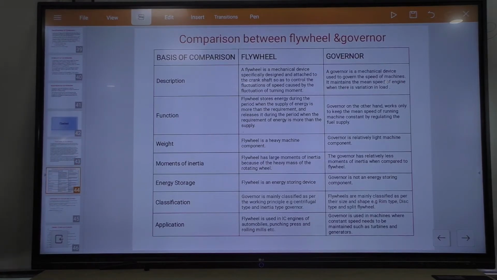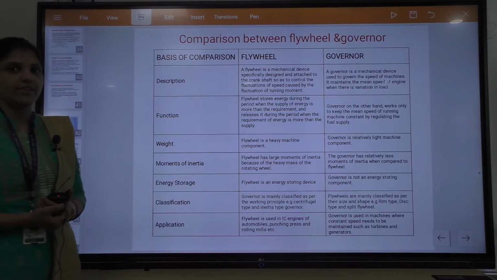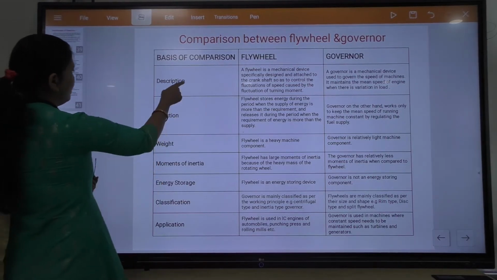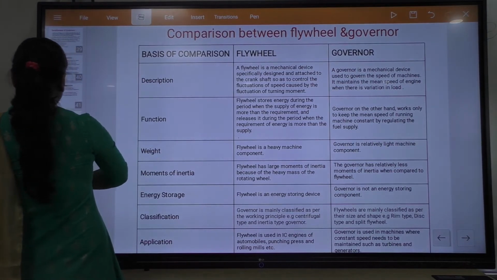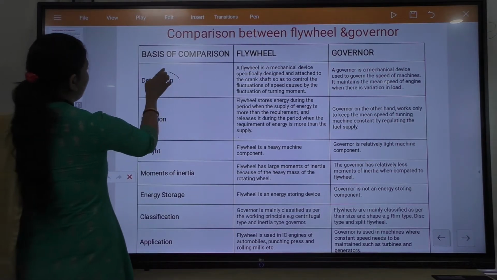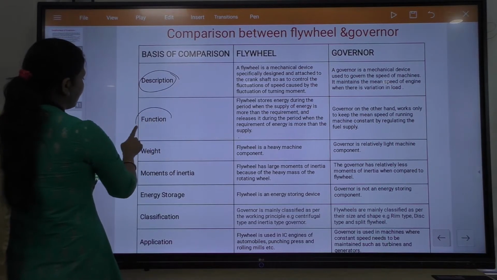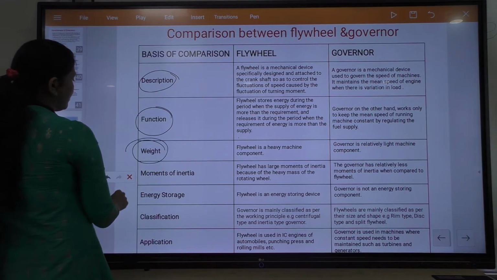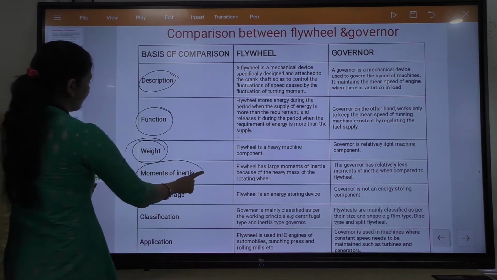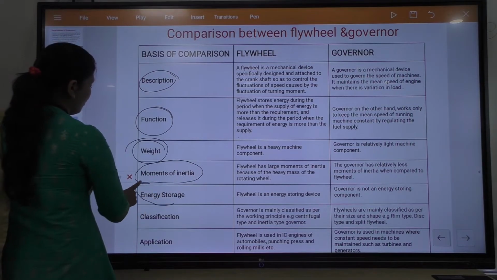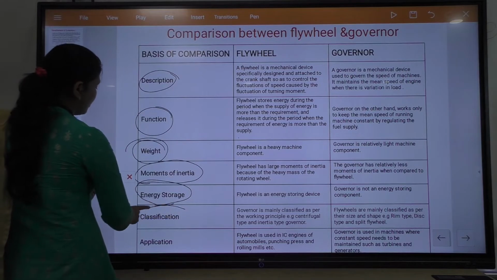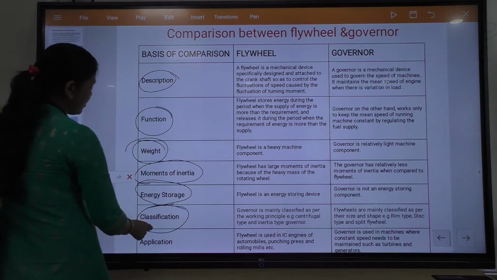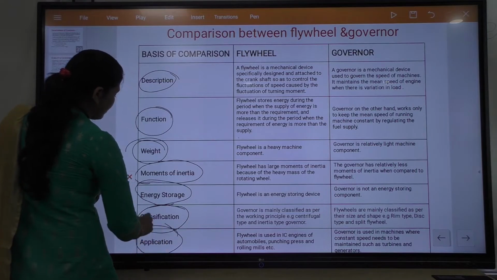Now, come to the comparison between flywheel and governor. We have taken certain parameters for the comparison between flywheel and governor. The parameters are, first one is what is the definition of flywheel and governor. Next, what is the function of flywheel and what is the function of governor. What is the difference considering weight, what is the difference considering moment of inertia, what is the difference considering the energy storage, and next parameter is your classification, next one is application.